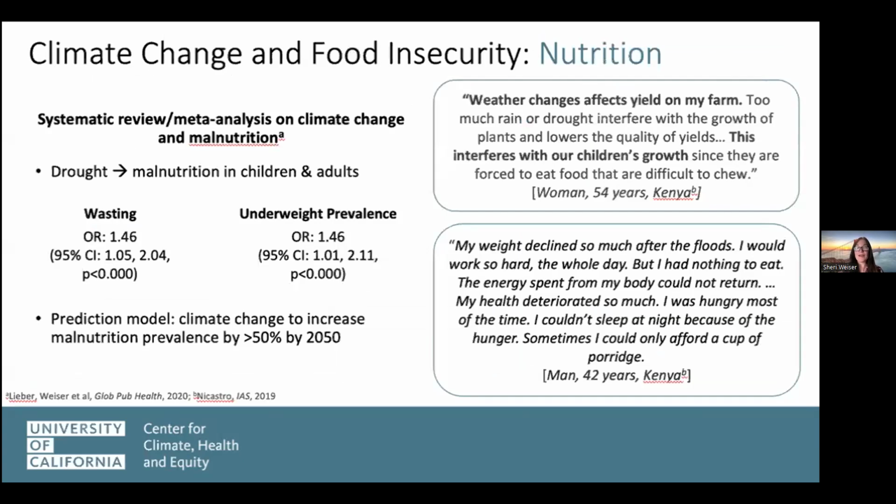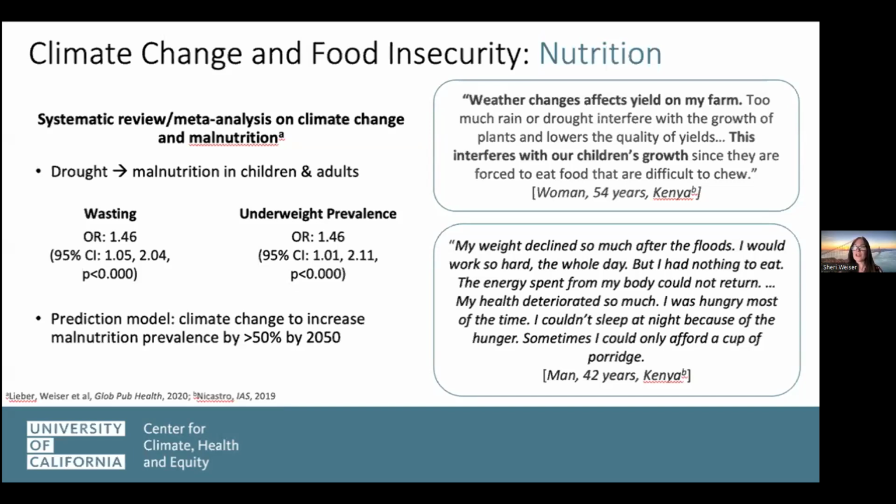So as an example of how climate change can affect food insecurity and nutrition, in a meta-analysis, Mark Lieber on our team found that drought conditions were associated with 46% higher odds of both wasting and underweight prevalence in adjusted analyses. And in a prediction model, he estimated that climate change will increase the prevalence of malnutrition by greater than 50% by the year 2050. And the quotes on the right-hand side are from the same qualitative study I just went over. And participants talked about how loss of crops, animals, and income from drought or flooding really contributed to food insecurity and worsened diet quality, and even contributed to weight loss and stunting in their children.